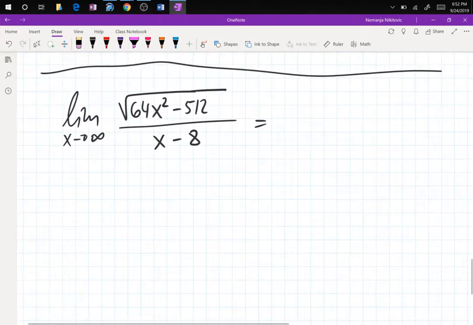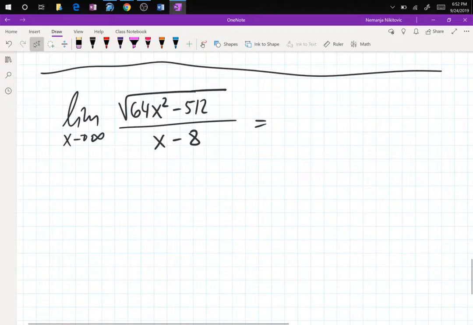So to solve these problems, when x goes to infinity, you are supposed to find the highest exponent in the problem and divide every term by that exponent.